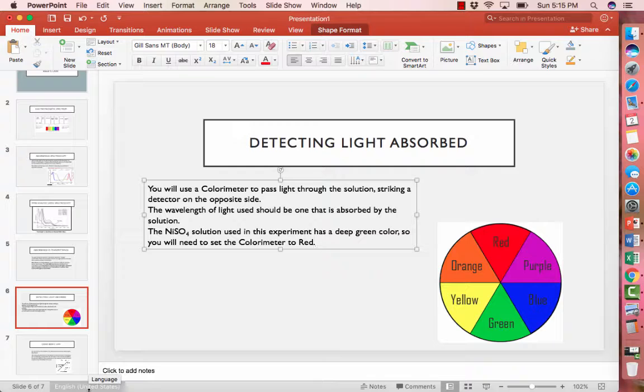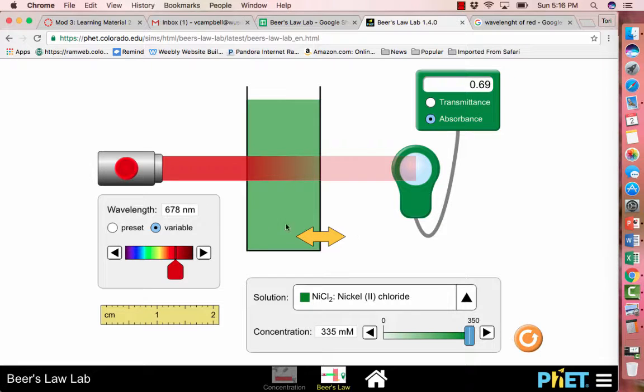In your lab, you're going to be using a device called a colorimeter. This colorimeter is going to use light to pass through the solution, striking the detector on the opposite side of the contraption. The wavelength of light used should be one that is absorbed by the solution. We're going to be using a nickel sulfate solution in the lab, which is going to have a very similar color to this green nickel chloride solution.